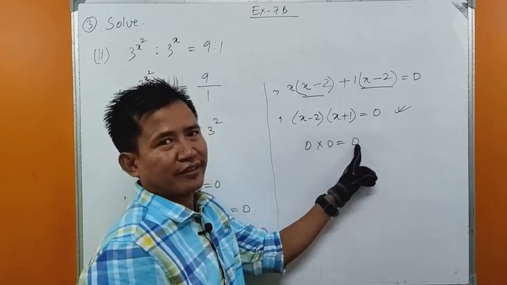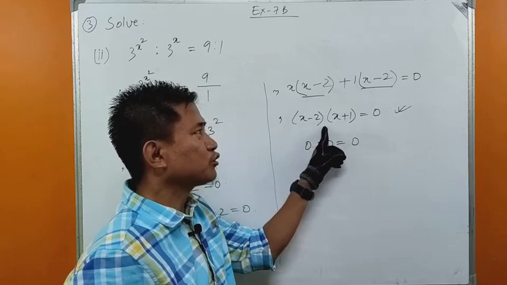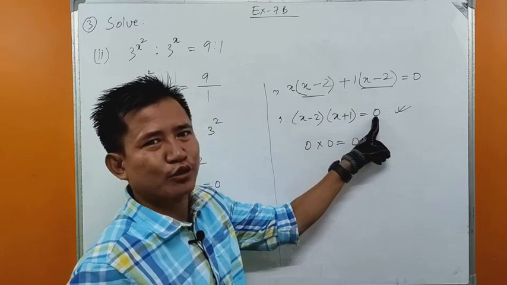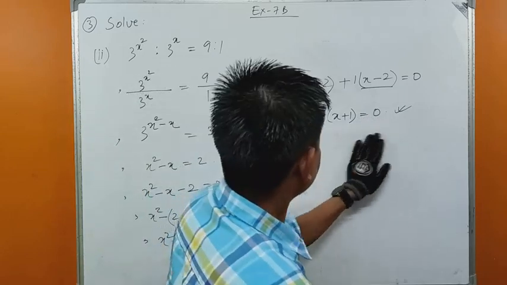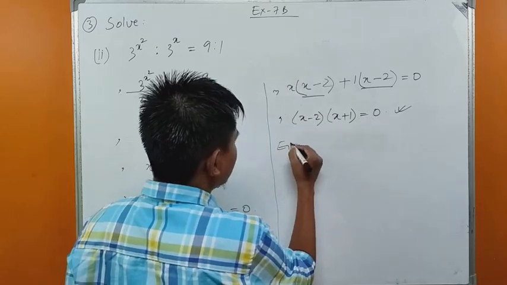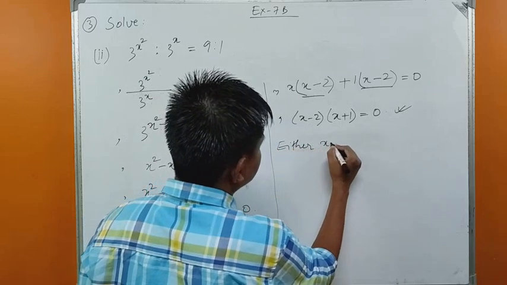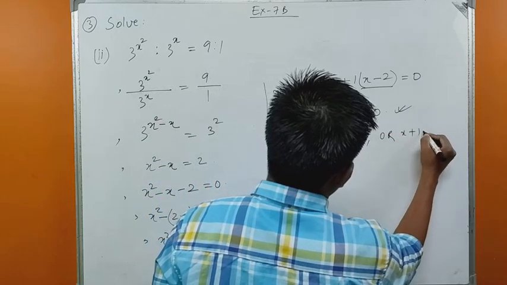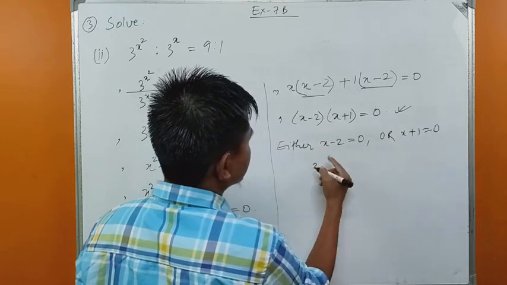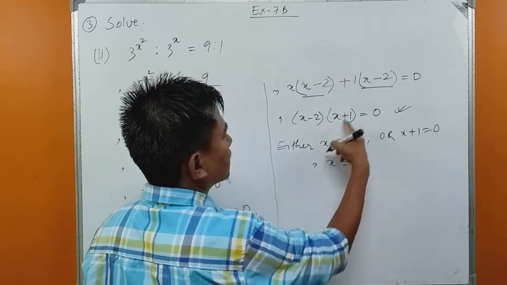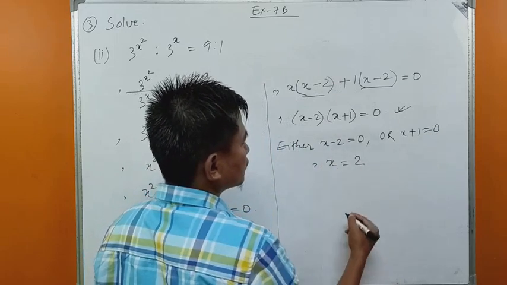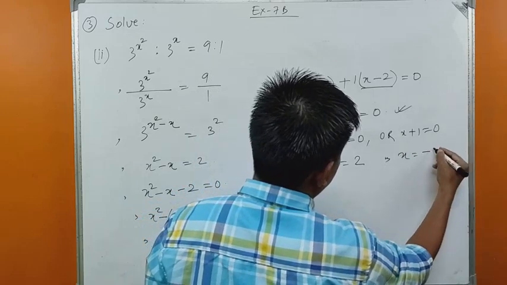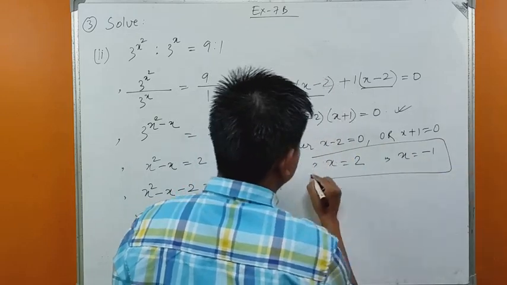So you can get 0 in the right hand side, because left hand side should also be 0. Otherwise this equation will not be satisfied, because we already have 0 in the right hand side, isn't it? So you can write either x minus 2 equals 0 or x plus 1 equals 0. If this is 0, x equals, let us take this minus 2 to the right hand side, becomes plus 2. Or if this is 0, x equals plus 1 goes to the right hand side, then becomes minus 1. So this is the answer.